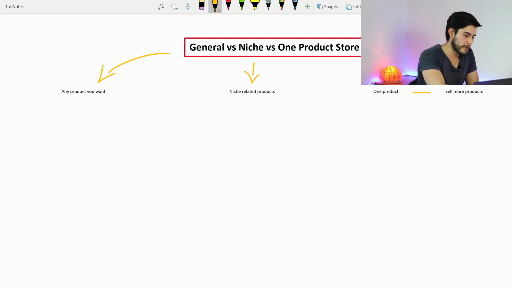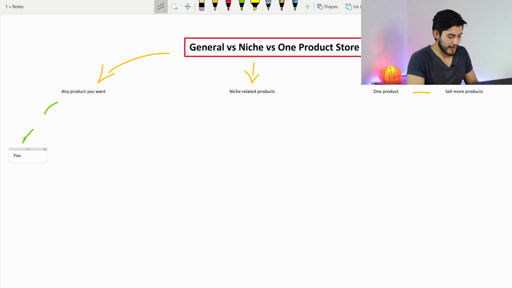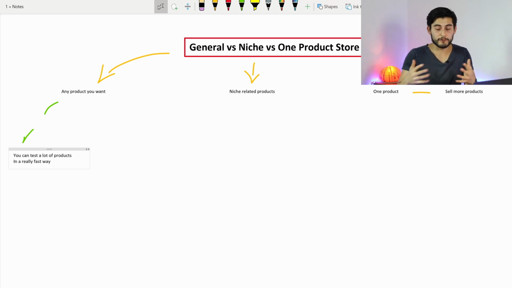So here, first of all, with a general store, the main pro is gonna be that you can test a lot of products in a really fast way. And this is going to be super important if you are starting out, mainly because you need to understand which are the type of products that work and which are the type of products that don't work.